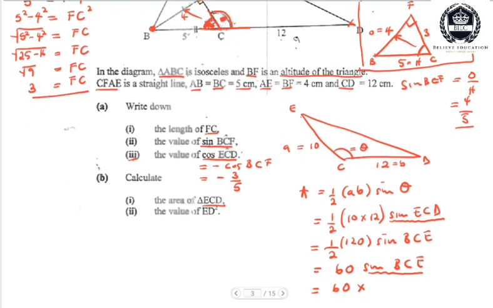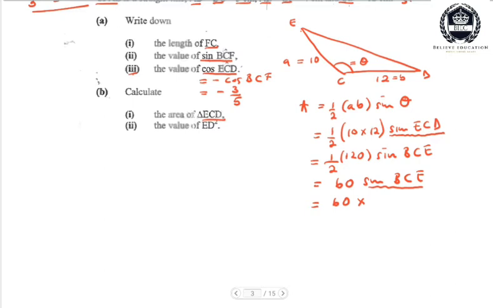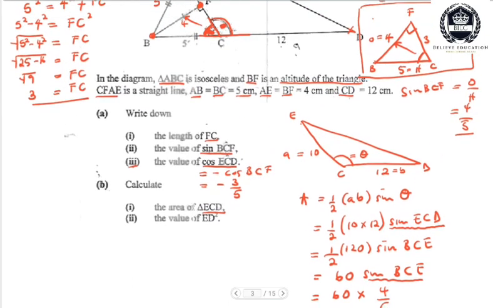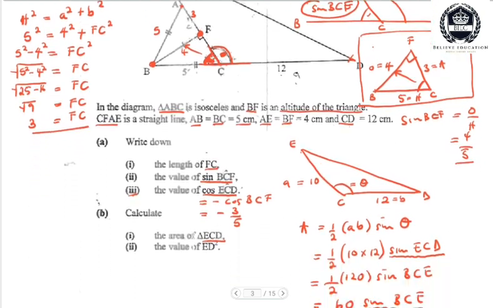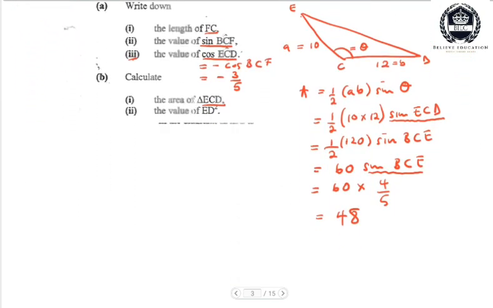So this 4 over 5 is the one that I'm now going to take and replace for sine BCE, which is 4 over 5. So I would say 60 by 4 over 5. So 60 multiplied by 4 over 5, and that will give me 48. So my value there is 48. The units were in centimeters, so it becomes square centimeters.